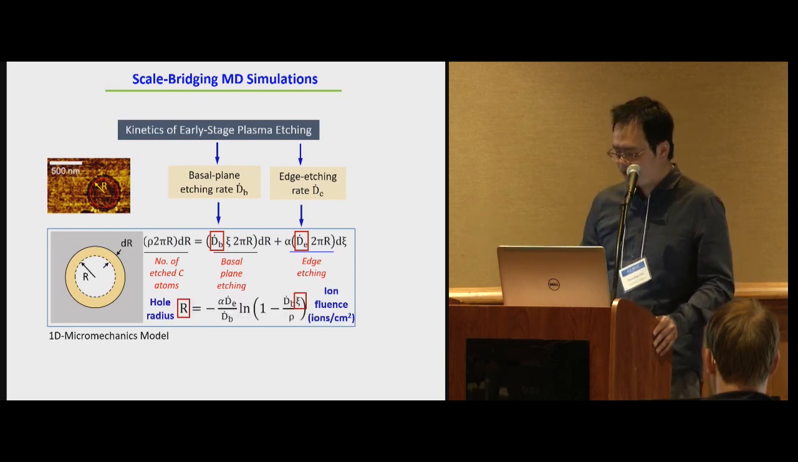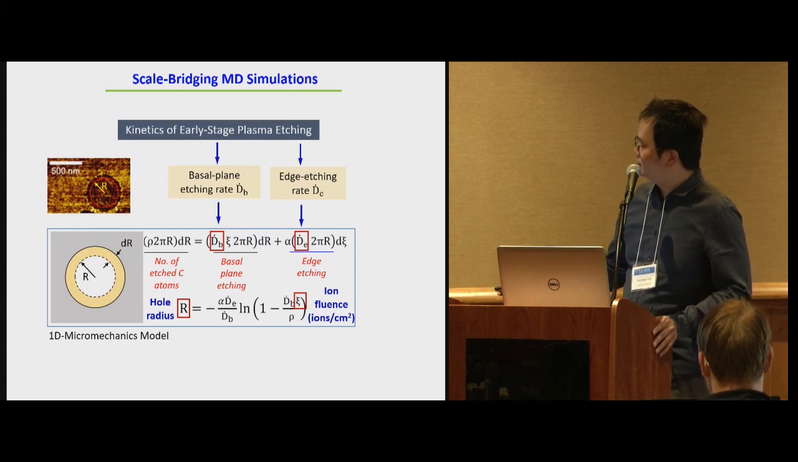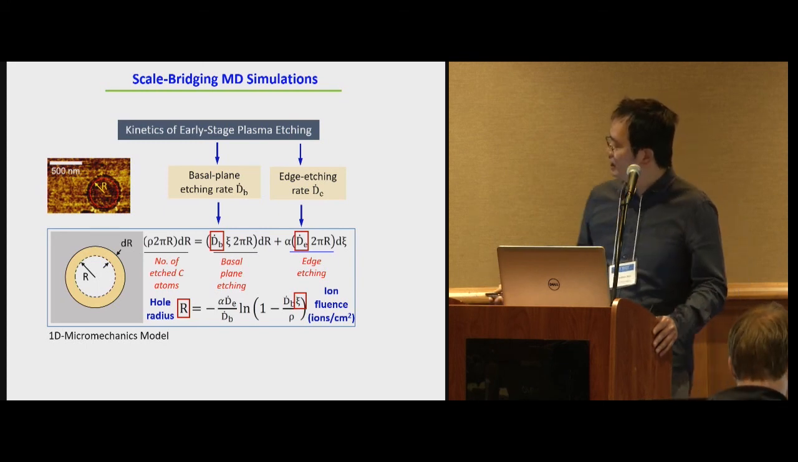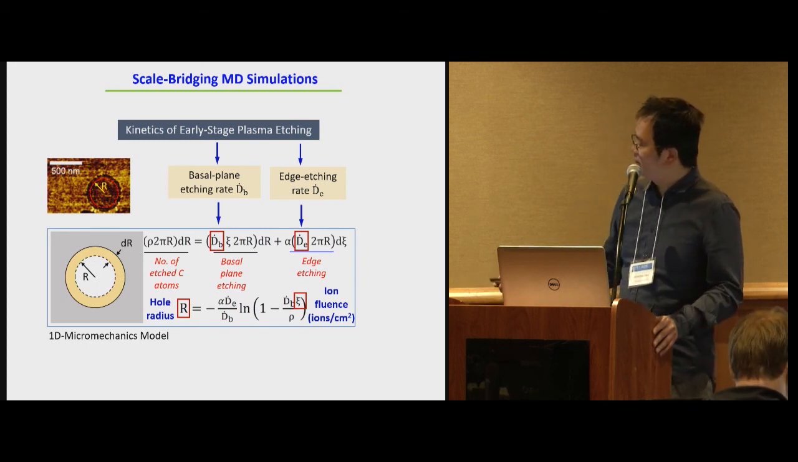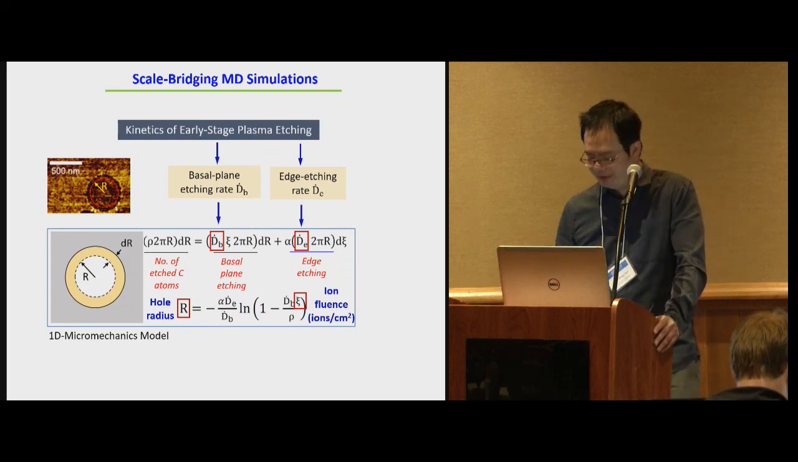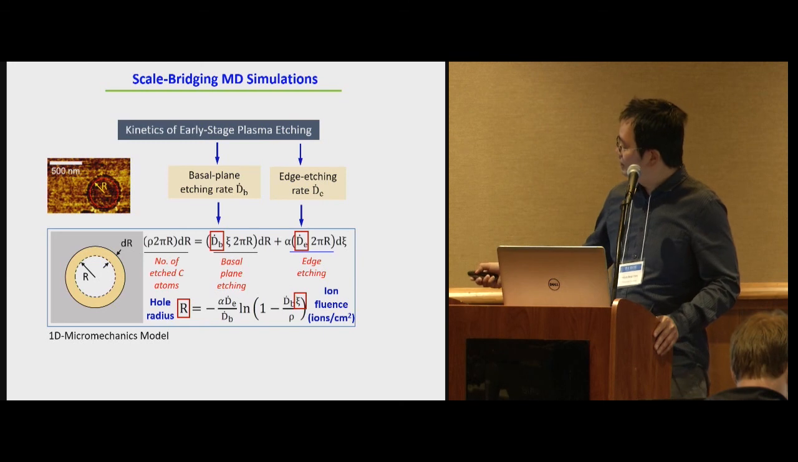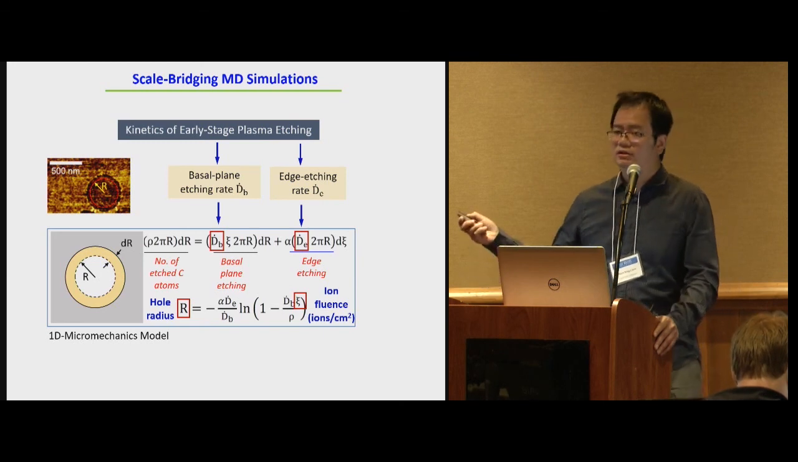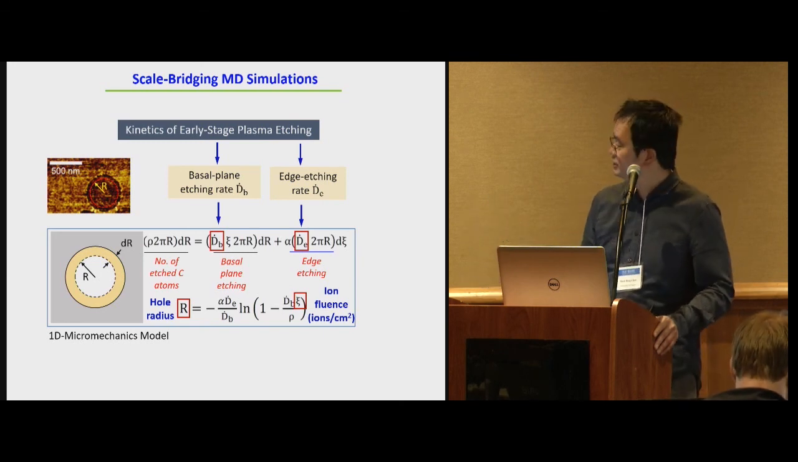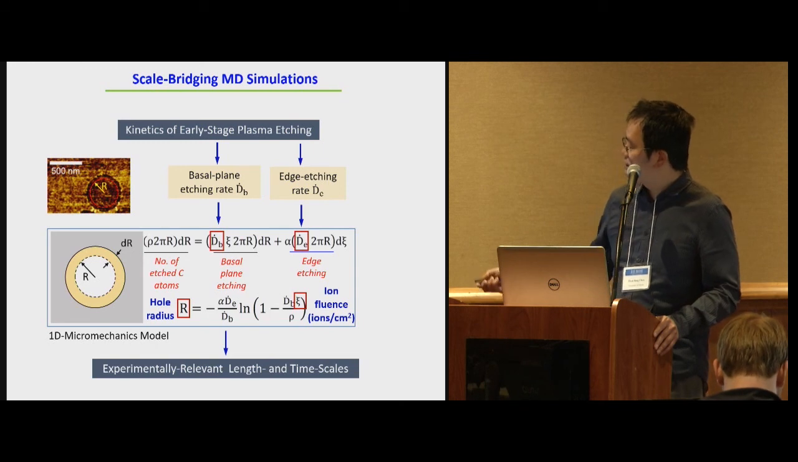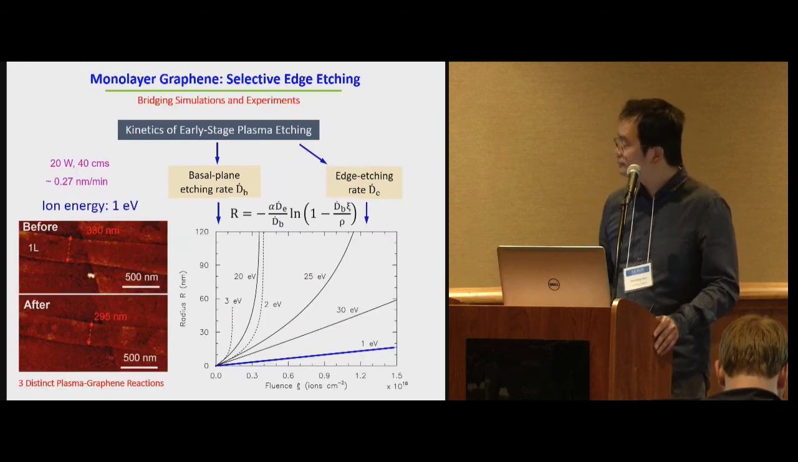And if we do that, we get an analytical solution of this form, and now we are able to estimate basically the hole radius as a function of the ion fluence, where dB dot and dE dot essentially come from the MD simulations. And using this, we try to relate this to the experimental length and time scales.